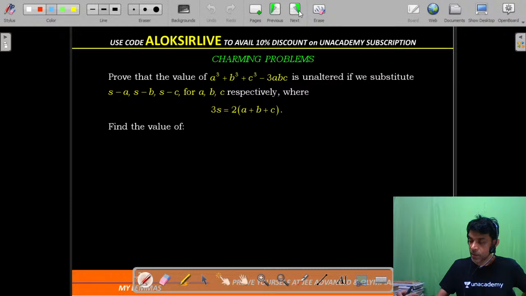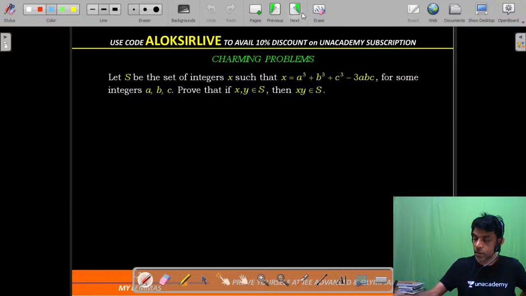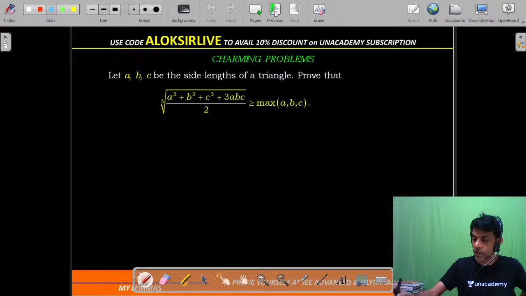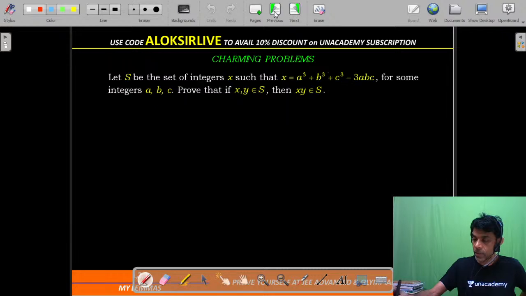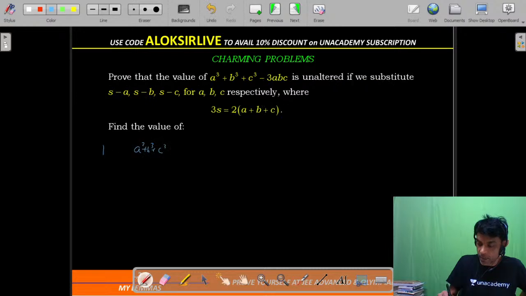This we can do easily, but let me tell you one more thing. So I can write a cubed plus b cubed plus c cubed. This is one expression in f(a, b, c). So let's say f(a, b, c) is a cubed plus b cubed plus c cubed minus 3abc. So I write this as (a plus b plus c), and the form is half times (a minus b) squared plus (b minus c) squared plus (c minus a) squared.